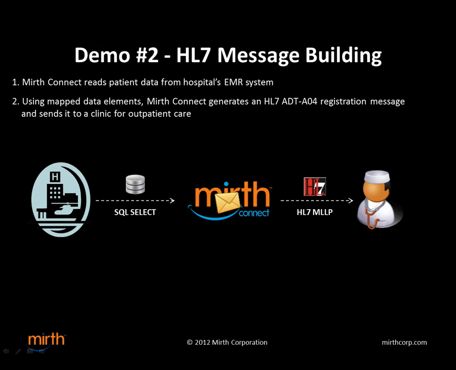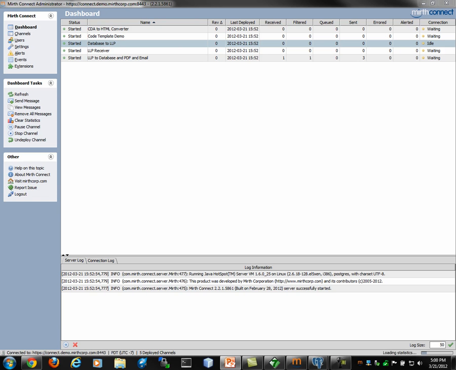Then, using map data elements, Mirth Connect will generate an HL7 ADT A04 message, which is a registration message, and it will send it out to a clinic for outpatient care. In this example, I'll focus on the database to LLP channel. You can see now that it has received and sent no messages.